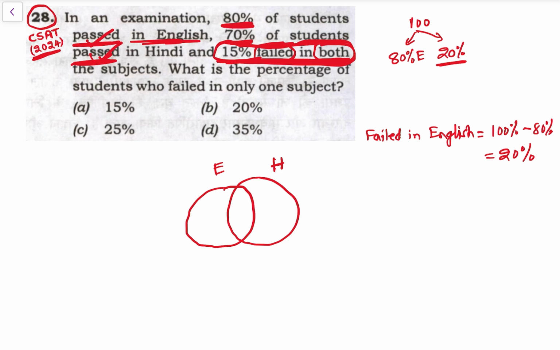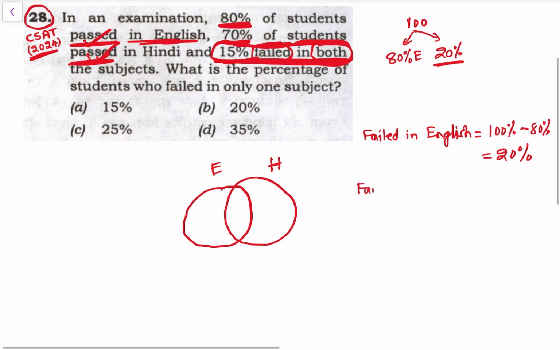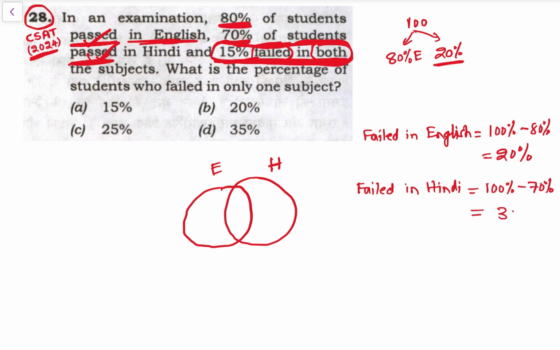So 20% students failed in English, and failed in Hindi, that is 100% minus 70%, so that is 30%. So 30% failed in Hindi, 20% failed in English, and 15% failed in both Hindi and English.